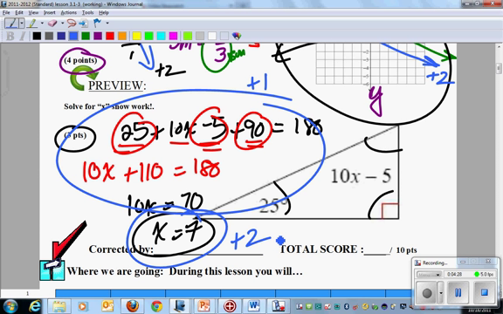Okay? I just said solve for x. Score out of 10 and return. It's out of 10. Score out of 10 and return. The last one, 3 points.